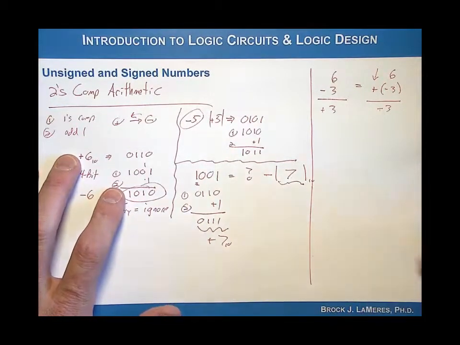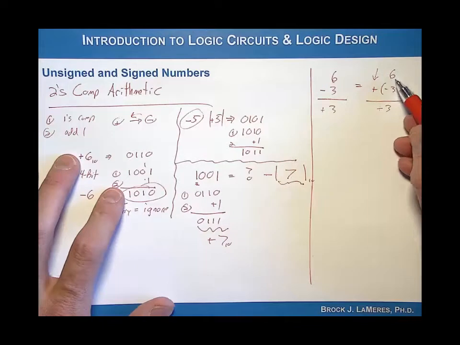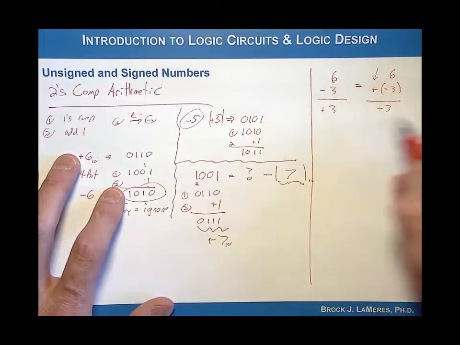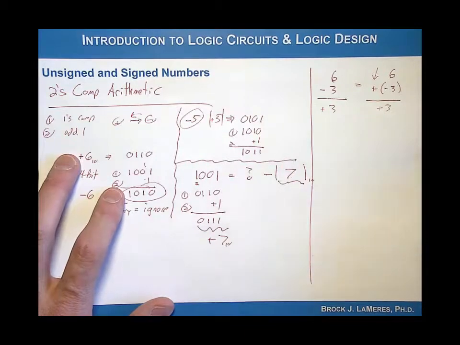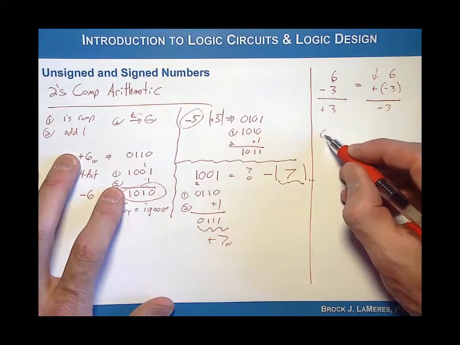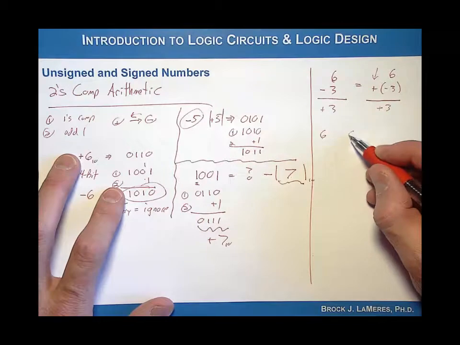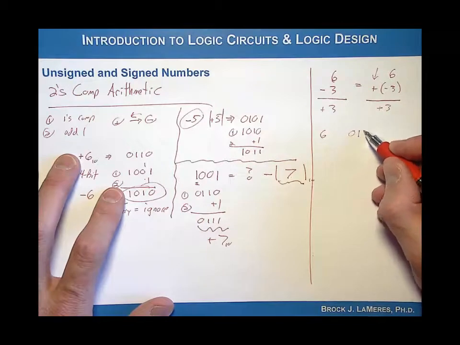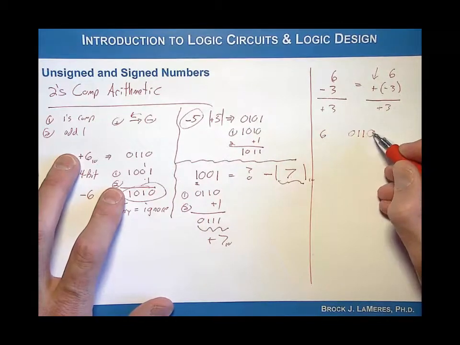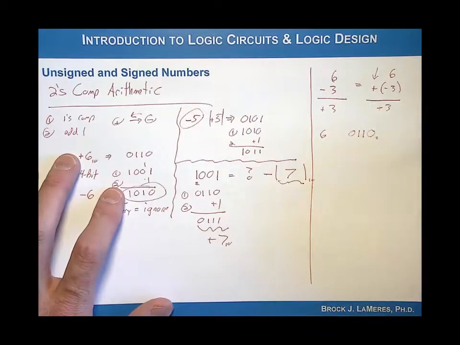So I want to use 4-bit 2's complement. The first thing I need to do is convert both of these numbers into 4-bit 2's complement codes. So 6 is equal to 0, 1, 1, 0, and that's just the straight positive code. But we also need to convert negative 3. We need to find the 2's complement code for negative 3. So how do you do that?